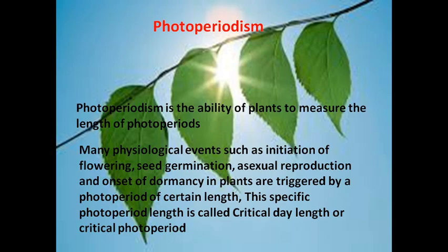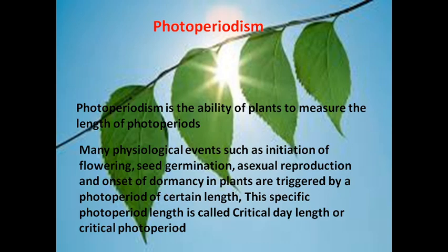Many physiological events such as initiation of flowering, seed germination, asexual reproduction, and onset of dormancy in plants are triggered by a photoperiod of certain length. Here I mean the onset of flowering, or seed germination, in a plant requires a photoperiod of certain length, meaning they require light for a certain length of time, and this specific photoperiod is called the critical length or critical photoperiod.